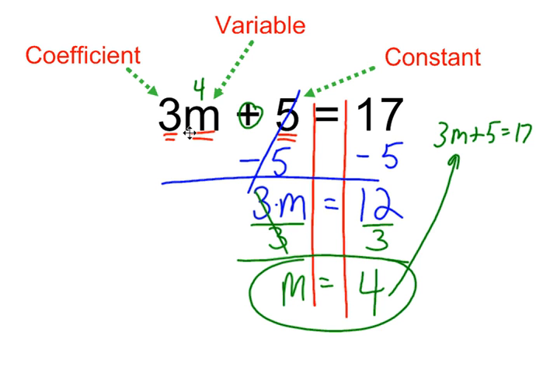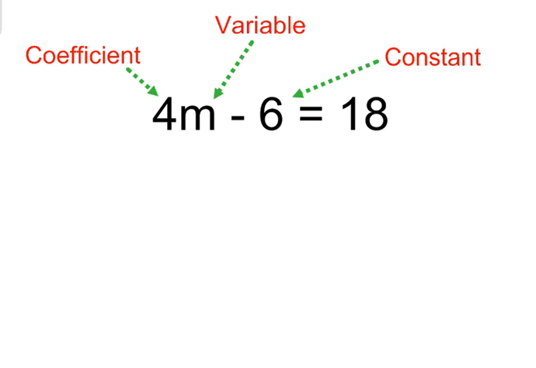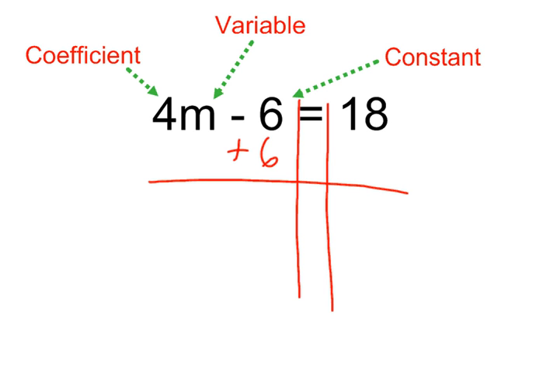All right, let's do another one. So here's another two-step equation. In this one, we have 4m minus 6 equals 18. Well, the first thing we want to do is we want to eliminate the constant. We want to remove the constant. And since this is subtract 6, we're going to do the inverse operation, which is to add. So we're going to add 6.